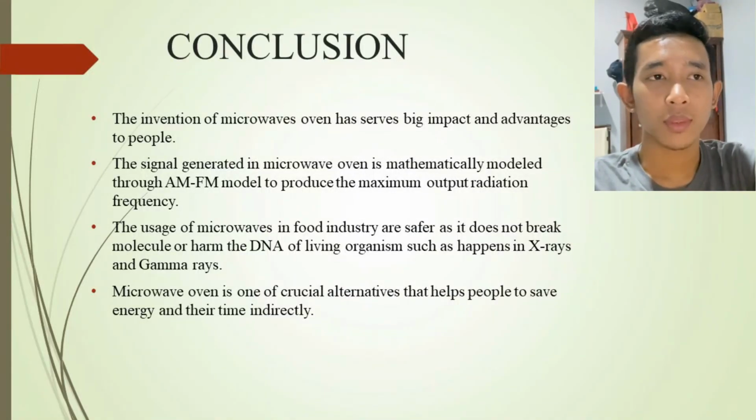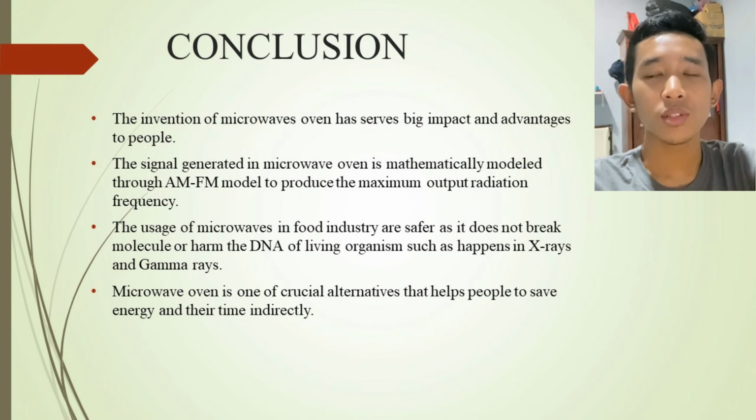Thank you, Khairul Izham. As a conclusion, the invention of the microwave oven has brought big impact and advantage to people. As nowadays you can see, the microwave oven is commonly used in households and restaurants to reheat food. The signal generated in the microwave oven is mathematically modeled through the AM/FM model to produce the maximum output radiation frequency. As we know, the microwave oven basically operates at a frequency of 2.45 gigahertz.